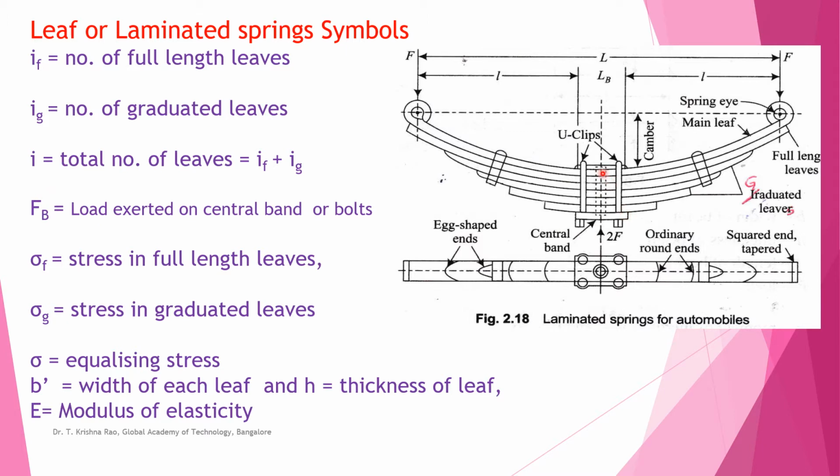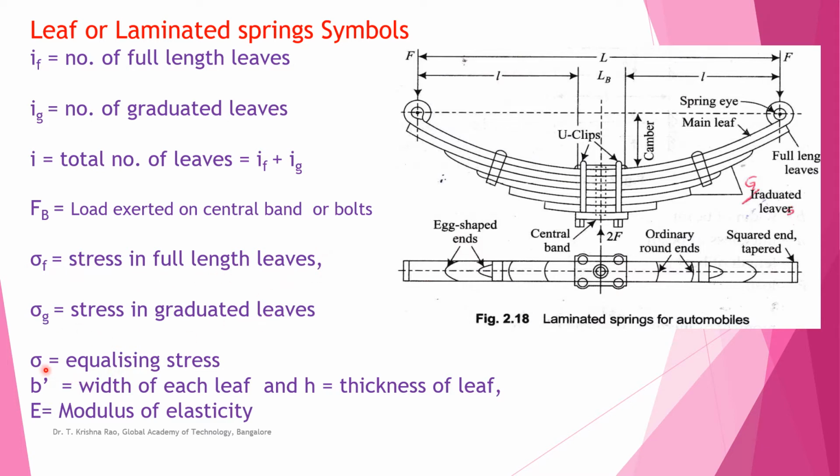FB, because we are clamping with bolts, there is some load acting on the central band here. And the stress in the full length leaves will be more because the moment arm is more. The bending stress in the longer arms is more compared to the bending stress in the graduated leaves. We have a derivation for sigma F equal to 1.5 sigma G. You can refer to any of the textbooks, where you will get the derivation. Sigma F, the stress in the full length leaves, is 50% greater than the stress in the graduated leaves. Stress in the full length leaves is 1.5 times the stress in the graduated leaves. So we talk about only full length leaves, which are more stressed compared to graduated.